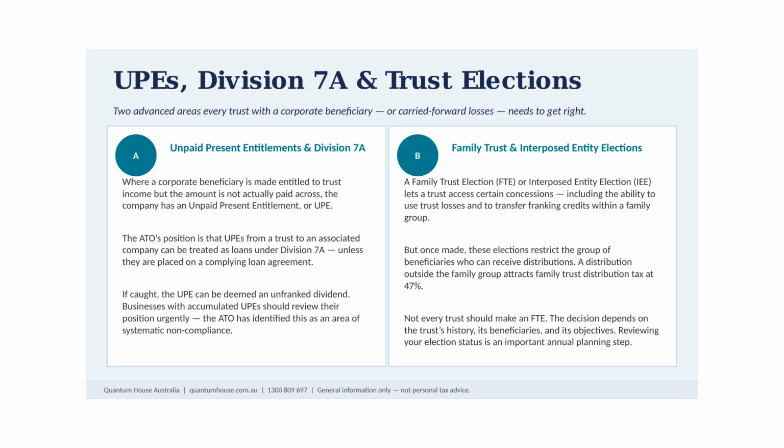Let's turn to two more advanced areas, both of which matter enormously if your trust has a corporate beneficiary or carried forward losses. The first is unpaid present entitlements and Division 7A. The scenario is this. A corporate beneficiary is made entitled to trust income through a distribution resolution, but the cash is not actually paid across to the company. It stays in the trust.